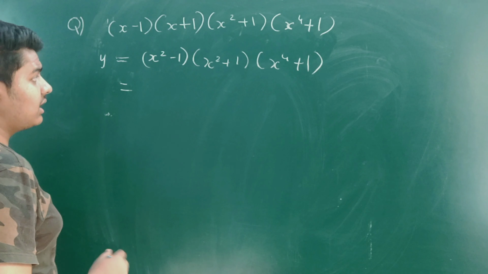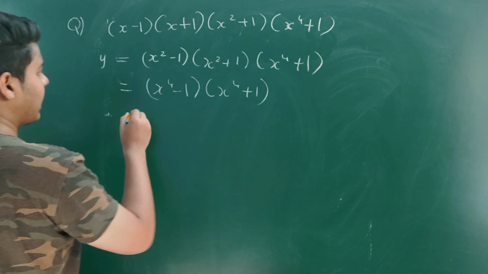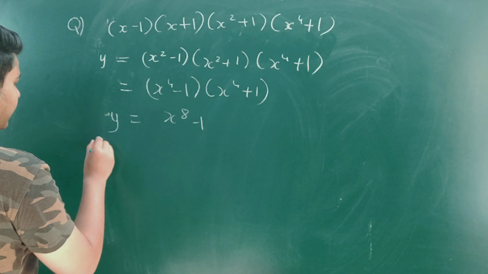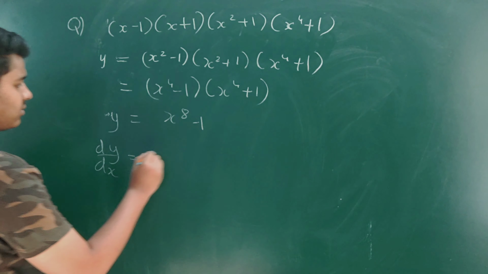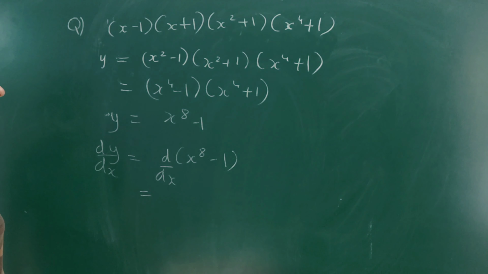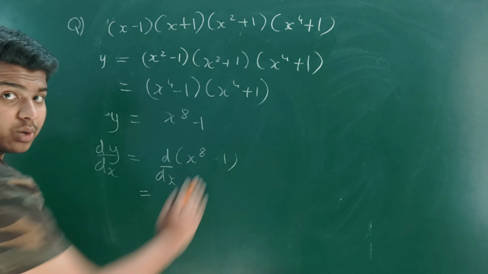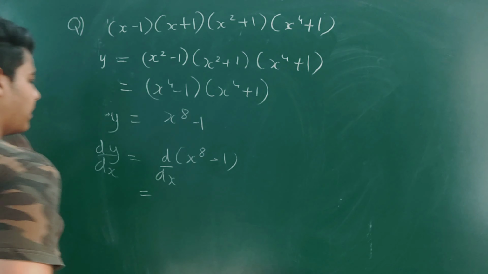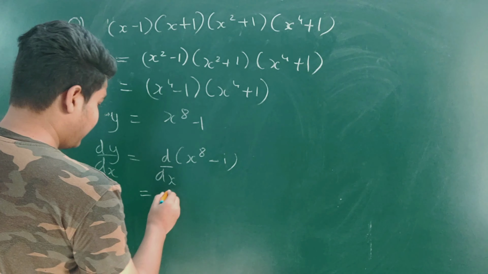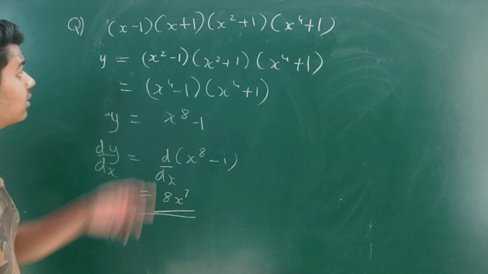Again x square minus 1 and x square plus 1, it becomes x to the power 4 minus 1, times x to the power 4 plus 1. Again using the same formula, it becomes x to the power 8 minus 1. This is the final value of y. Now we have to differentiate it. Differentiating with respect to x, dy by dx equals d(x to the power 8 minus 1) upon dx. Differentiation of 1 is 0, so no need to consider this part. You can hide this part, and only x to the power 8 is left and you have to solve it. So differentiation of x to the power 8 means 8 x to the power 7. This is the final answer for the question.